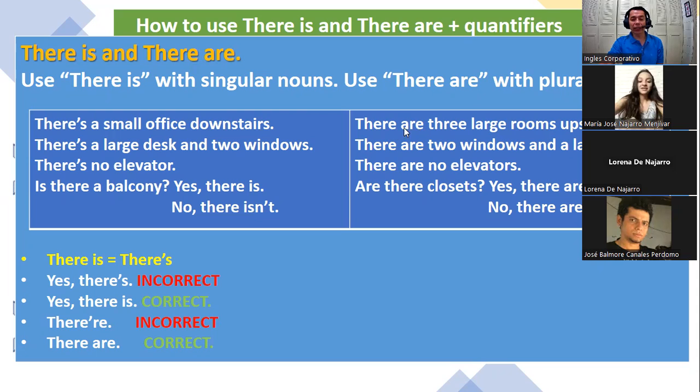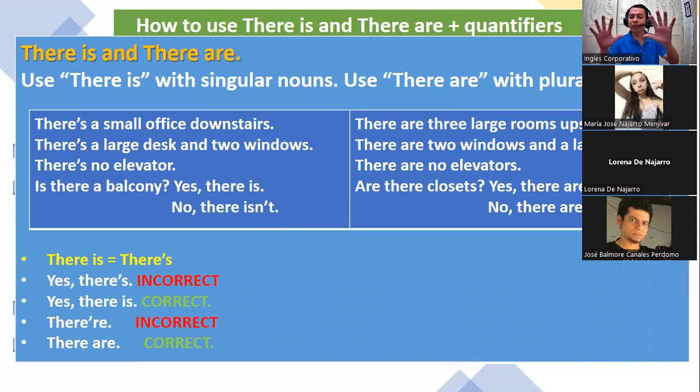Que no podemos contactar aquí. There are. Aquí no se puede. There are. No sé, ni suena bien siquiera, ¿verdad? Incorrect. Solo podemos decir there are. ¿Ok? Good. Any questions so far? ¿Alguna pregunta hasta este momento?